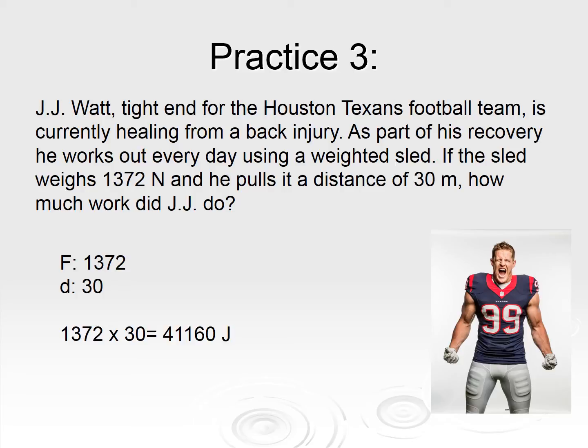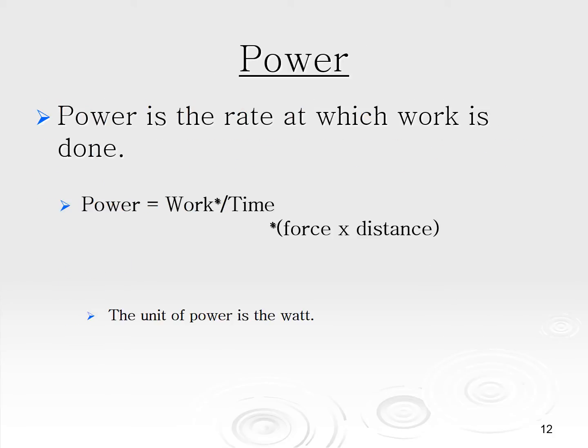Remember that work is force times distance. So JJ had to apply at least 1,372 newtons of force to get this sled to move. So we multiply that by the distance he pulled it, which is 30. When you do 1,372 times 30, you end up with 41,160 joules. So that means JJ did 41,160 joules of work.